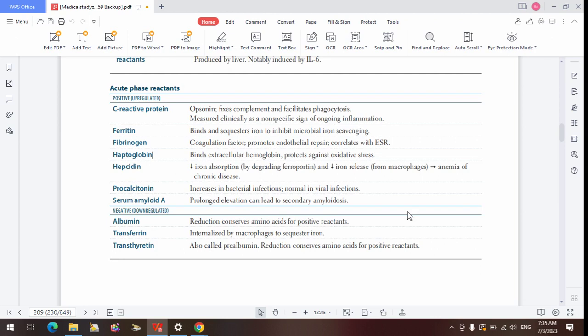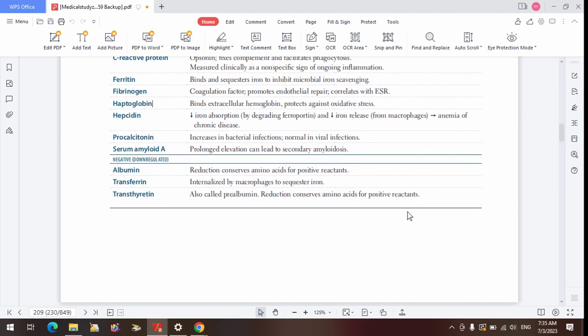So let's go to the ones that are downregulated. There are three: albumin, transferrin, and transthyretin. Albumin, transferrin, and transthyretin. So ATT, ATT, ATT. I've talked about transthyretin today. I've slightly mentioned transferrin, albumin.